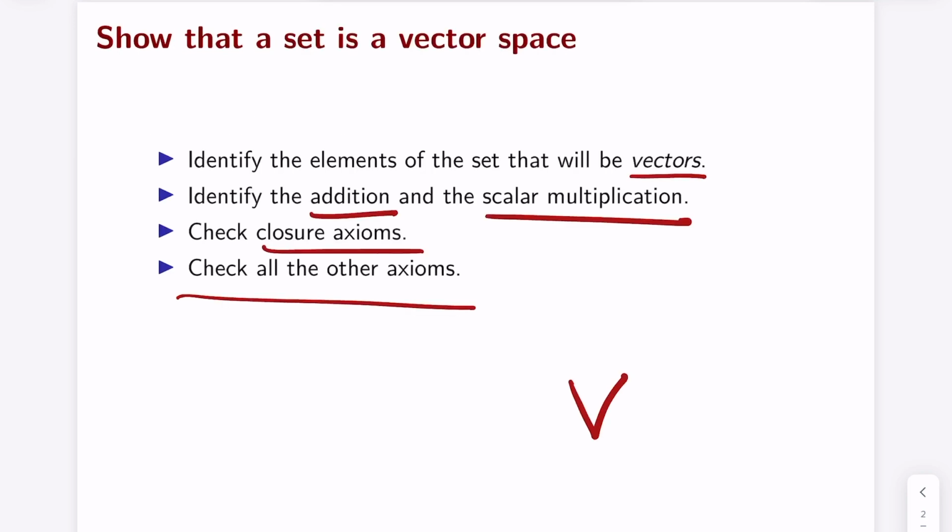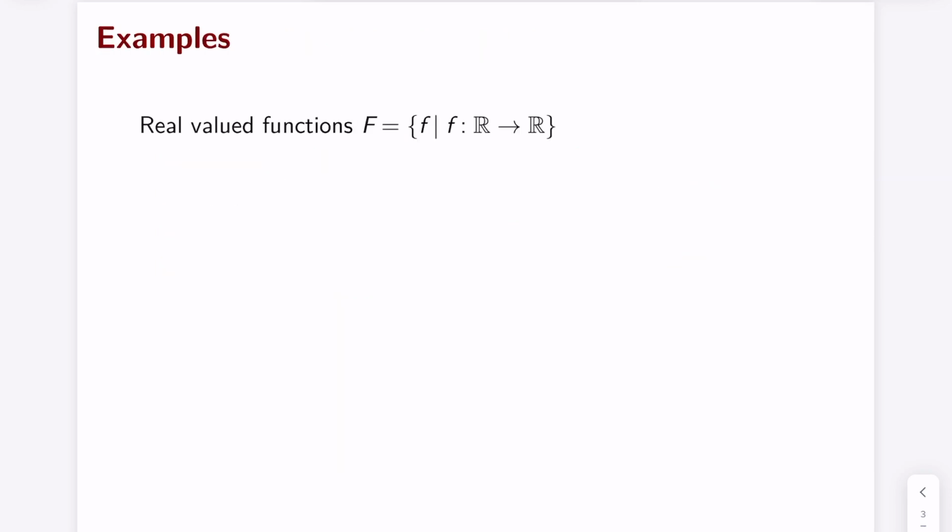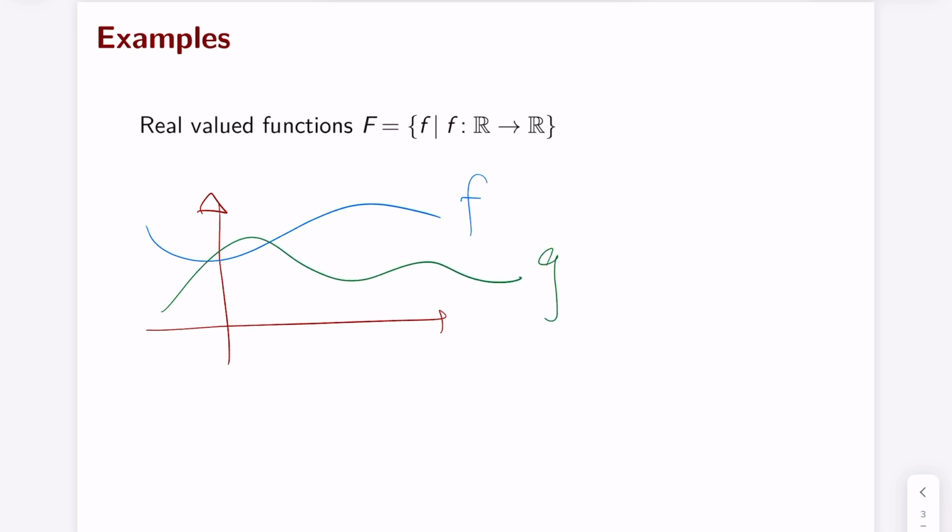And then we need to identify what's going to be the addition and what's going to be the scalar multiplication. So if we have two functions, f and g, these are going to be just two generic elements in this set, right? Two functions, I mean, two vectors. So how am I going to add these two vectors? I mean, how am I going to add these two functions? Well, I have to invent an operation that takes two functions and returns another function. I can just consider the regular addition of functions.